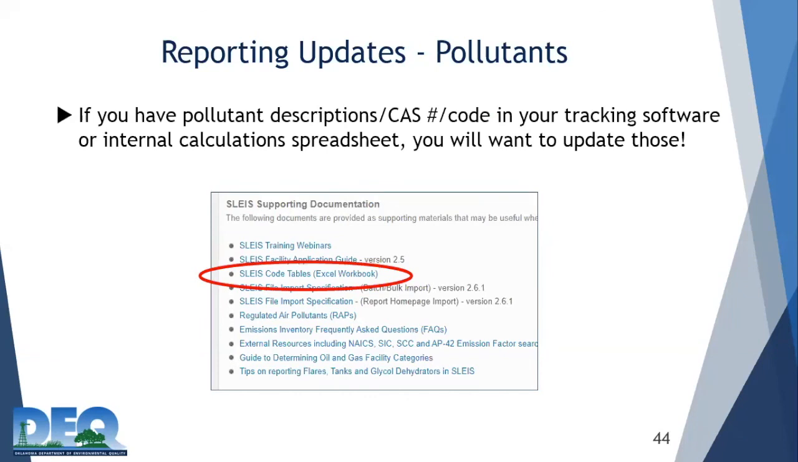If you have pollutants already in your tracking software, or if you have an in-house spreadsheet where you're calculating emission amounts, I would suggest that you go to the SLEIS homepage and download the SLEIS code tables spreadsheet and get all your codes, especially the descriptions, updated in your system using the pollutant tab in there.